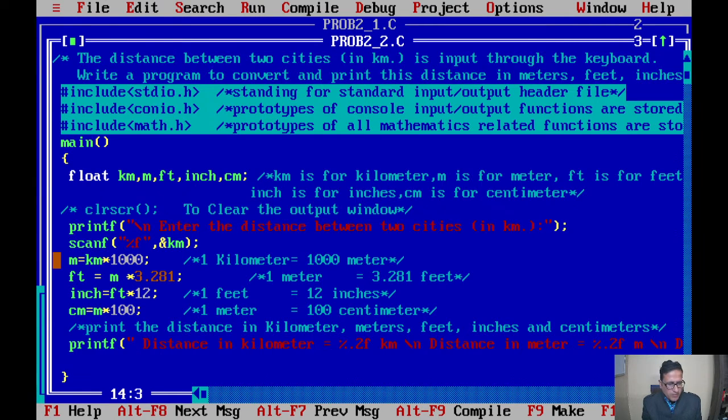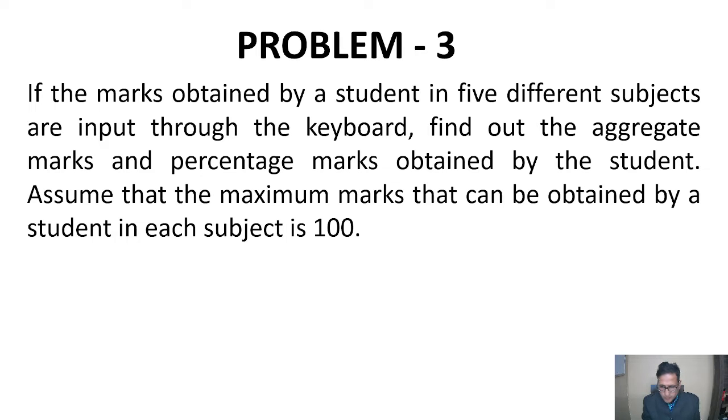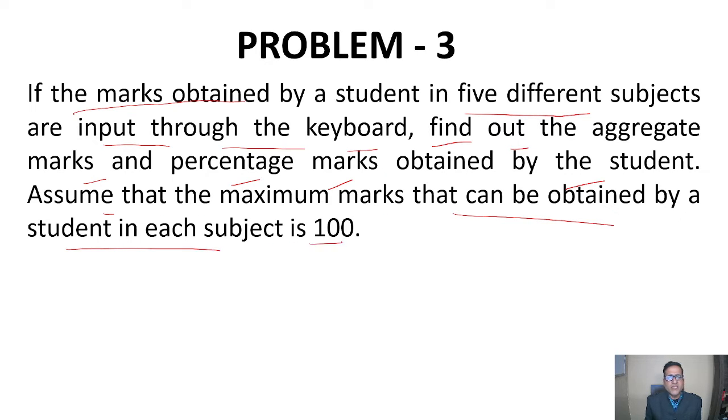So let's go to problem 3. Problem 3 is: if the marks obtained by a student in 5 different subjects are input through the keyboard, means we have to give the marks of the student in 5 different subjects through the keyboard. He is asking us to find out the aggregate marks and percentage marks obtained by the student. Assume that the maximum marks that can be obtained by a student in each subject is 100. So it is very easy.